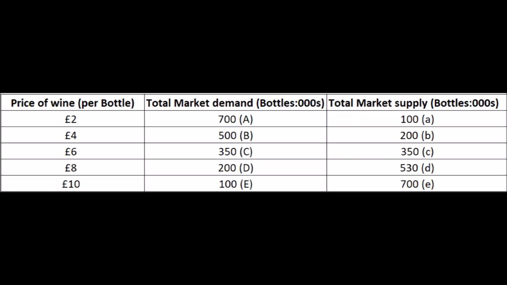The aim of this video really is for you to understand how the price of a product and the quantity demanded and supplied are determined in a free market. So we'll return to our example of wine. On your screen, you'll see the market demand schedule and the supply schedule for wine at various prices. So let's just talk you through the first line of the table. At £2 per bottle, demand would exceed supply by 600,000 bottles.